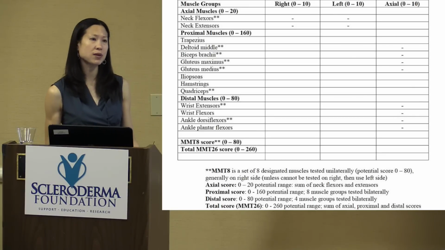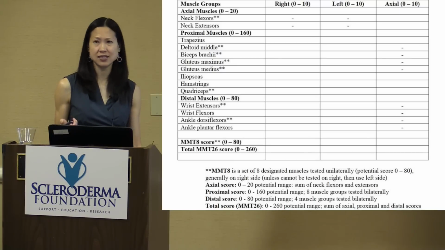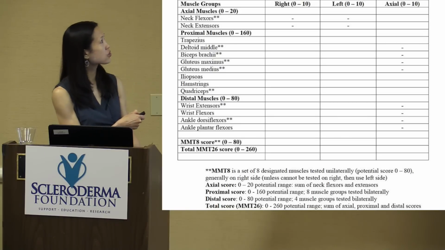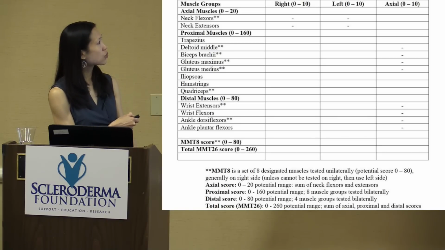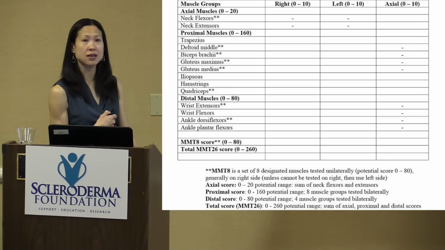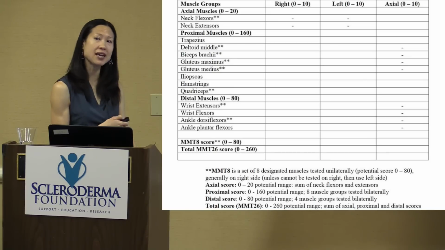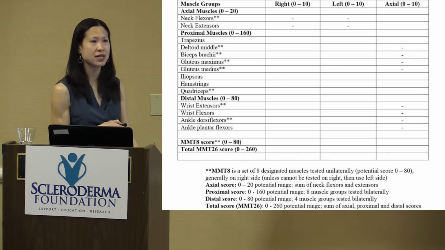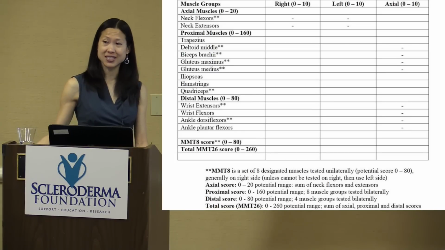So this is the Manual Muscle Test 8, and we basically test 8 different muscle groups: the neck flexors, the deltoids or shoulder muscles, the biceps, the gluteus muscles, the quadriceps, the wrists, and the ankles. If you test more muscles, you can get a Manual Muscle Test 26, but this test takes a lot longer, and the MMT8 has been shown to be just as sensitive. So that's the test that you really should be having your physician do at every visit. Typically the rheumatologist does this.